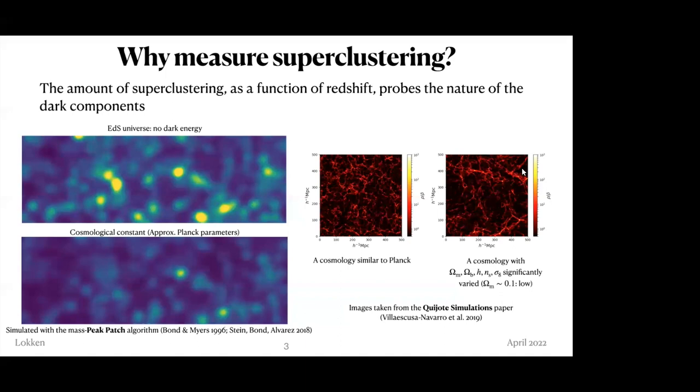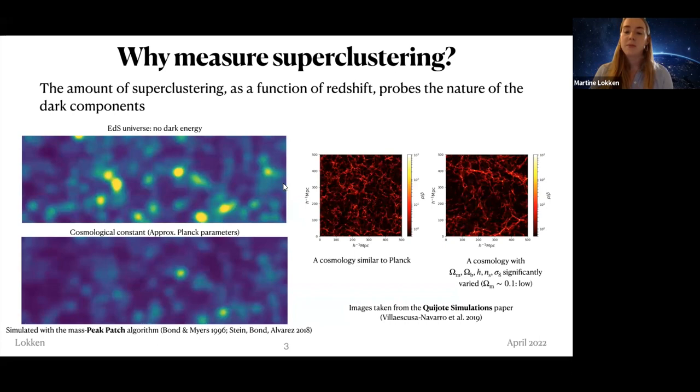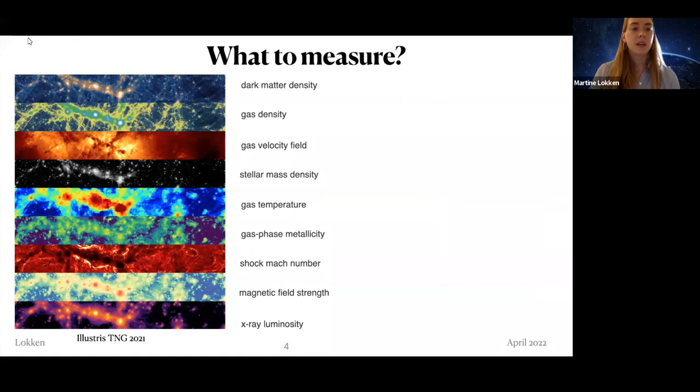On the right side here, these are some images I took from the Quijote simulations paper. It's also showing the difference in filamentary structure between a cosmology that's similar to Planck and a cosmology with most of the parameters varied, in particular, omega matter is quite low. And in terms of how we can actually measure the amount of superclustering, we can do so in various components. These are images from IllustrisTNG. Of course, we can measure lensing to get the dark matter and various properties of the gas, as well as the galaxy field. In my work, I've mostly focused on the gas.